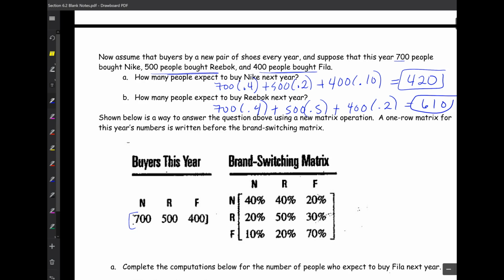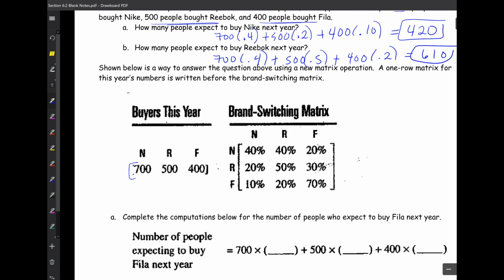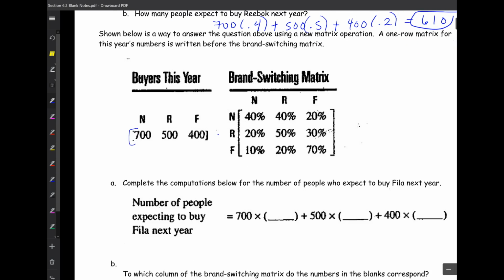And we're looking at multiplying this by those percentages to determine how many people are going to buy Nike, Reebok, or Fila next year. So it says complete the computations below for the number of people who expect to buy Fila next year. So currently there's 400 people who own Fila. There's 700 who currently own Nike, 500 who currently own Reebok, and 400 who currently own Fila. It says find the number of people expecting to buy Fila next year.